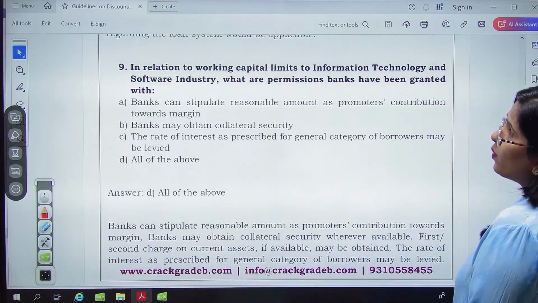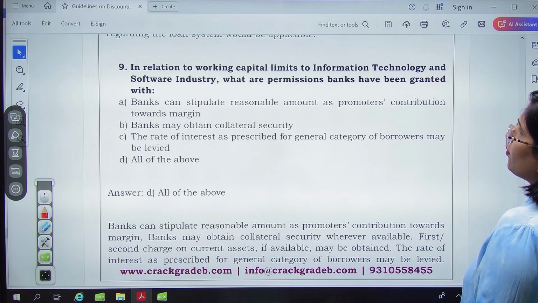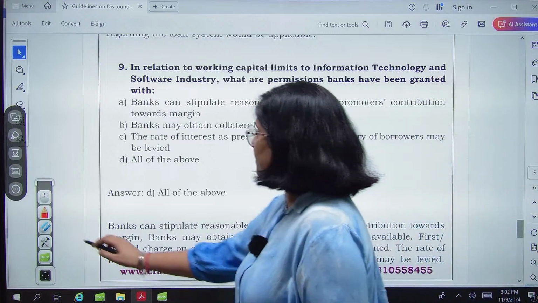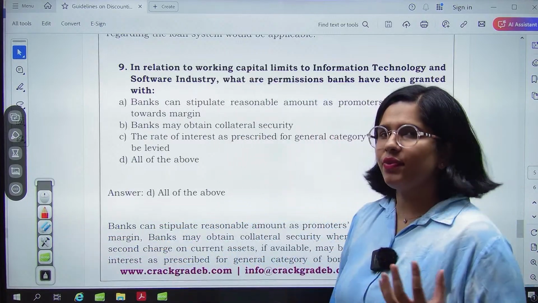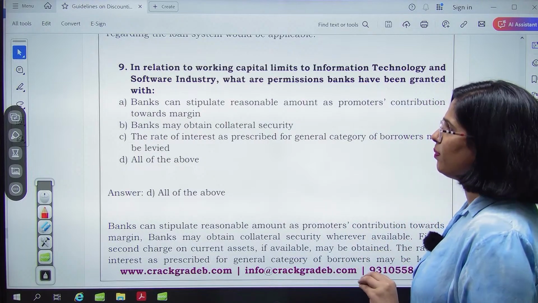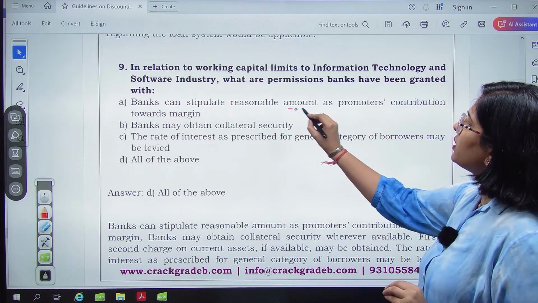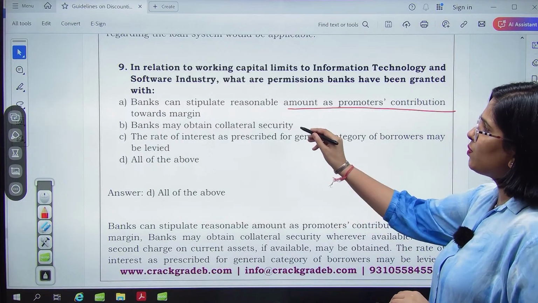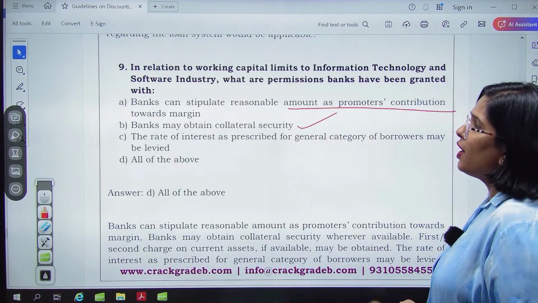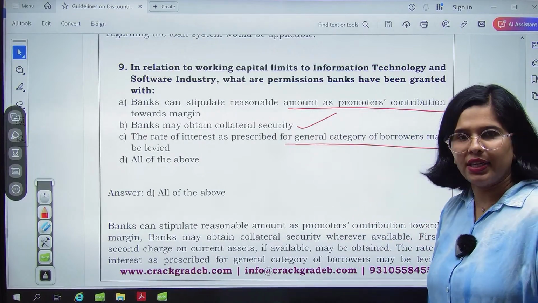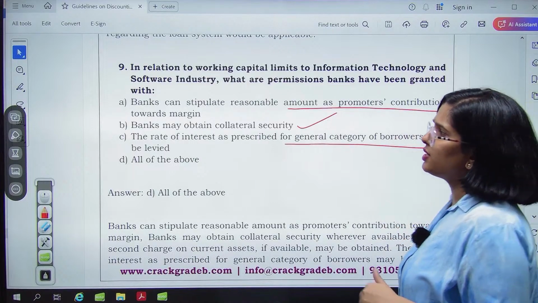Now, in relation to working capital limits to IT and software, what are the permissions that the banks have been granted with? So, kuch permissions hain. Let's have a look onto it. This is a very small topic and you can just do these questions and that would be enough. So, banks can stipulate reasonable amount to promoters' contribution towards margin. Yes. Banks may obtain collateral security. Yes. Rate of interest as prescribed for general category may be levied. Okay? So, these are all the discretions that the bank has.